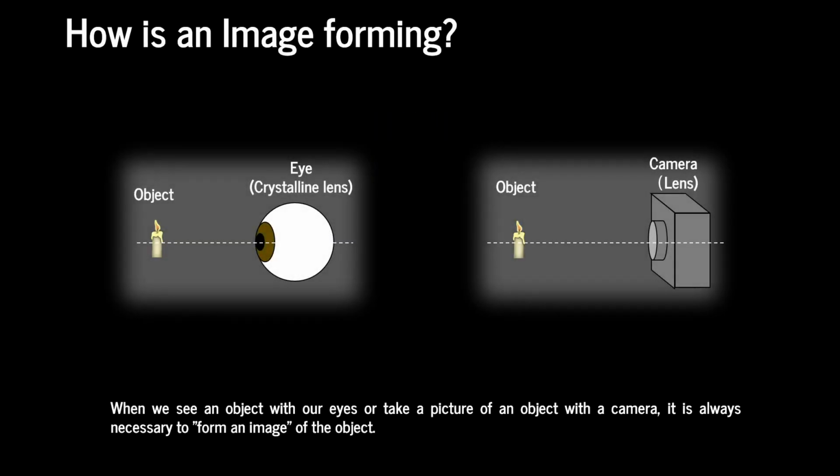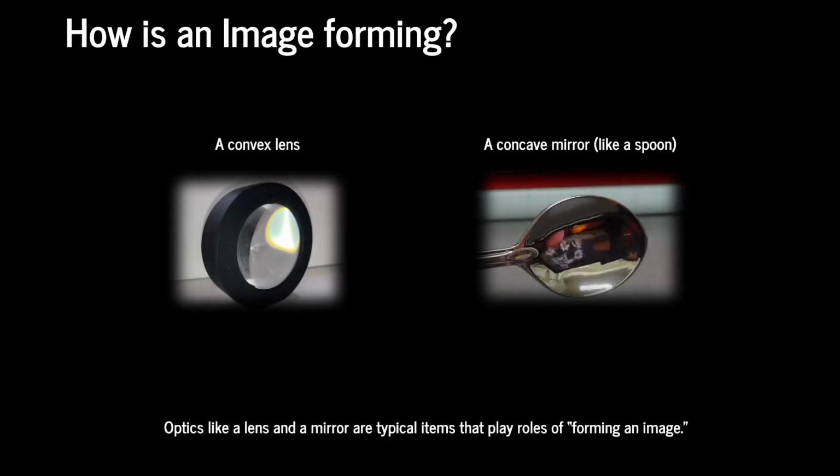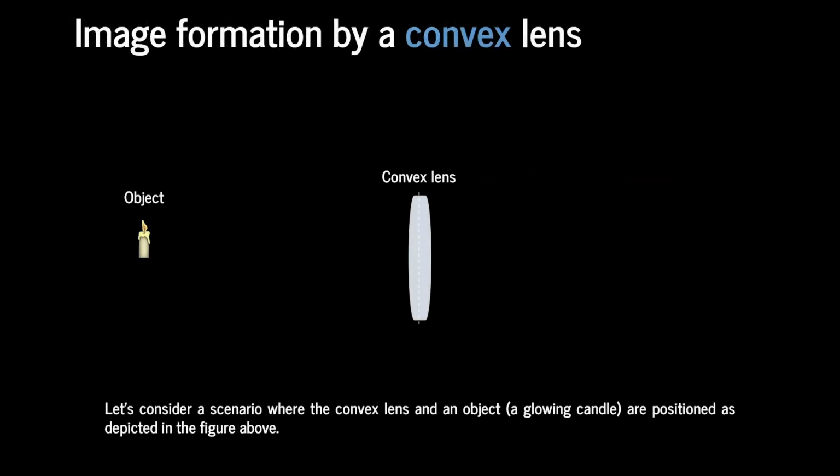When we see an object with our eyes or take a picture of an object with a camera, it is always necessary to form an image of the object. So, how is an image formed? Optics like a lens and a mirror are typical items that play roles in forming an image. Here, I will first introduce the image formation by a convex lens.